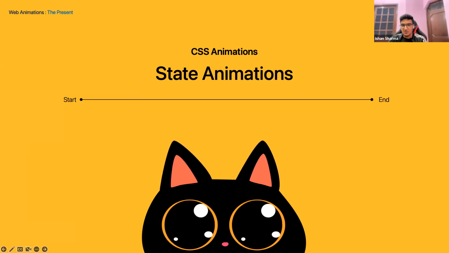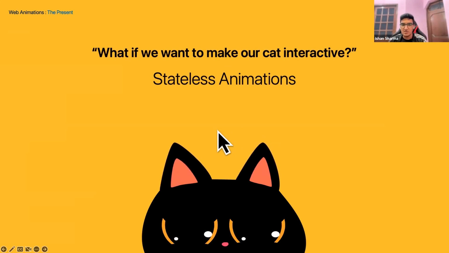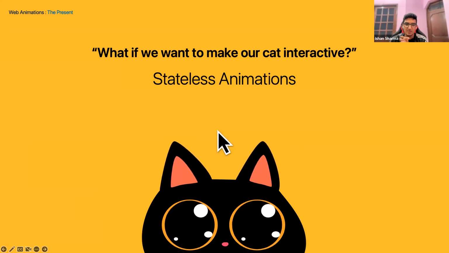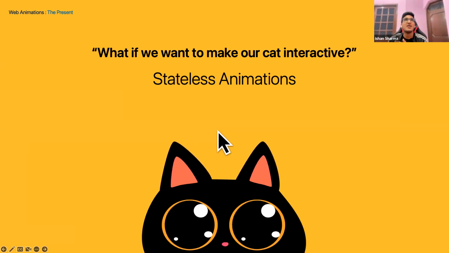But what if we want to take this even further? What if we want to make our cat interactive, or let's say stateless animations? Let's say I want to animate my cat whenever I click on it, or whenever I hover my mouse, or some other event. What do you think we can do? Can you think of something?